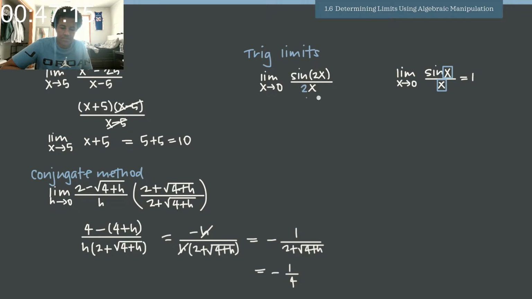So we multiply the denominator by 2 to get 2x, and then we multiply the numerator by 2 so that we don't change the value of the fraction. But what we can see that we have here now, if we factor out this 2 in the numerator, is that we essentially have 2 multiplied by sine of 2x divided by 2x.